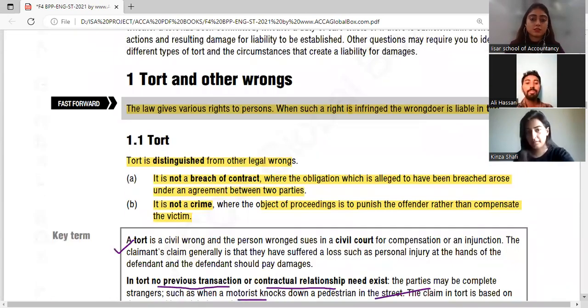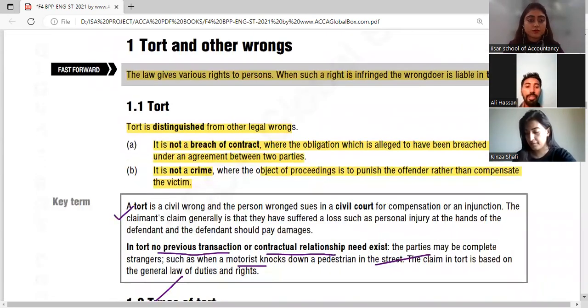Sure. Starting from the differences. So what is tort? The first thing that we have to study is the difference between the tort and the contract. So there, the main difference is A and B. The A is it's not a breach of contract. Contract is basically between two persons, on the basis of mutual understanding and consent. But in tort, there is no such contract made or no such mutual consent.